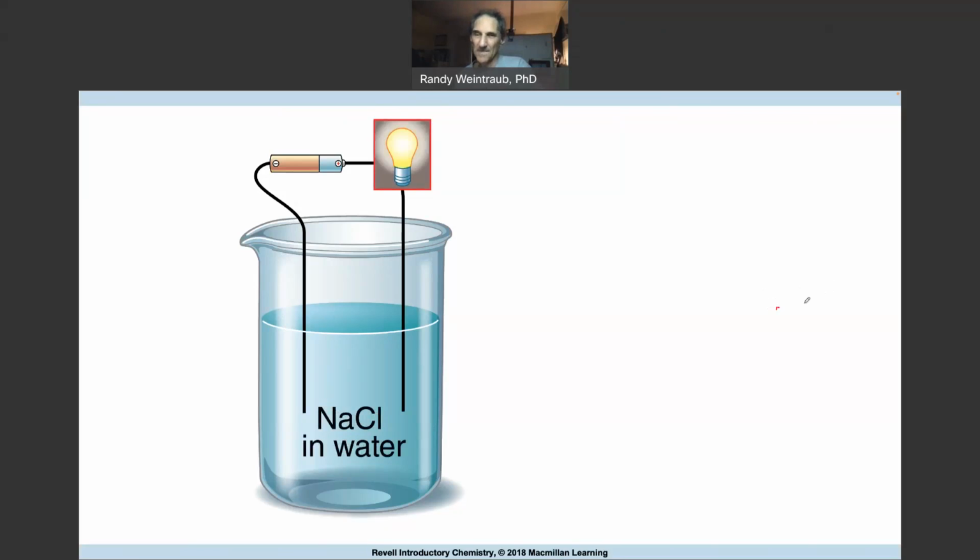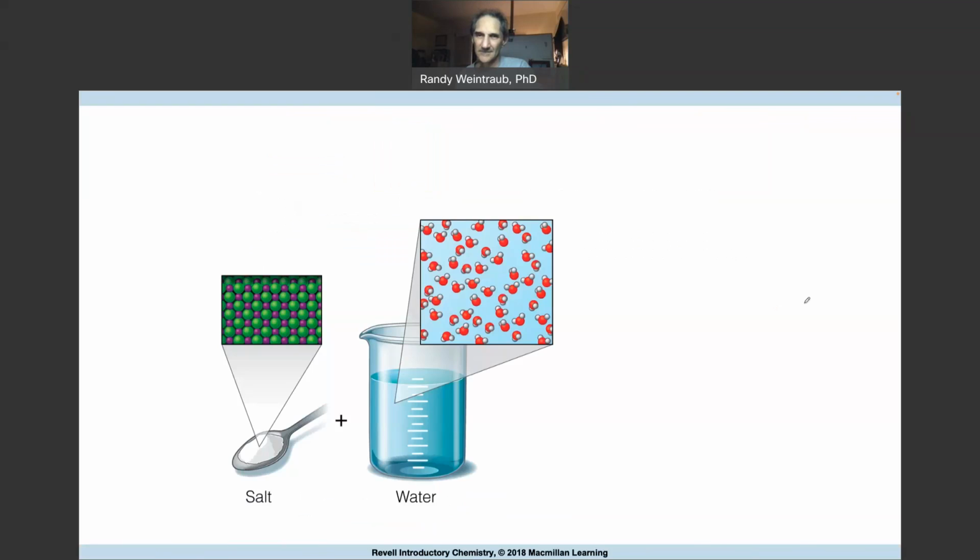And ionic compounds act as electrolytes. When ionic compounds dissolve in water, the positive and negative ions pull away from each other and are surrounded by water. And they are said to be dissociated.